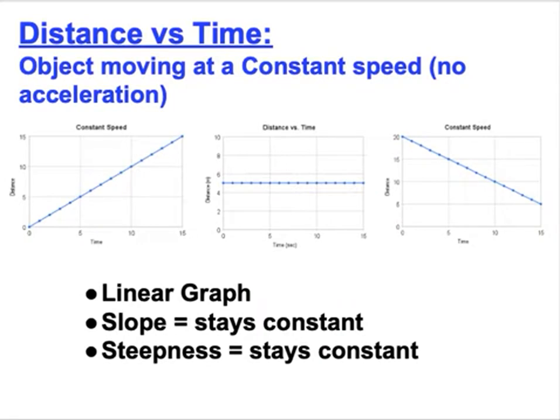The very first distance versus time graph we're going to look at is objects that are moving at a constant speed. Basically, what we mean is that there's no acceleration happening whatsoever. The object is not speeding up, it's not slowing down, it's not changing directions. It's staying at the exact same speed the entire time.